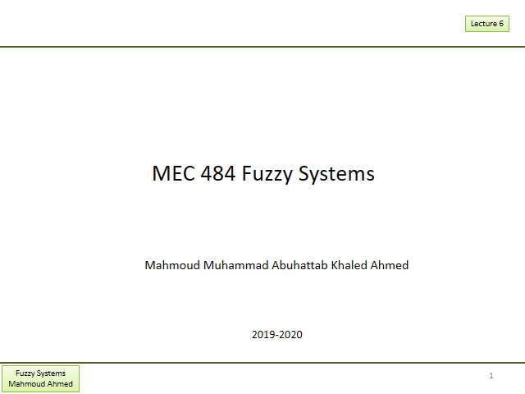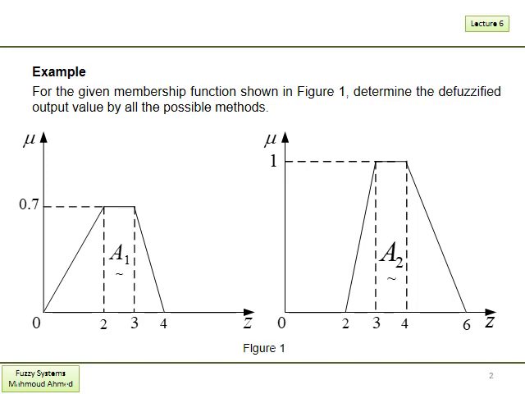Welcome everyone to our lecture today in fuzzy systems. Today we are going to have an application on defuzzification methods.